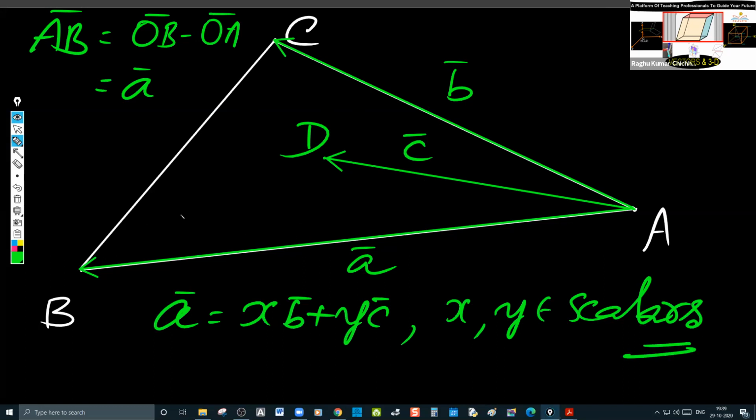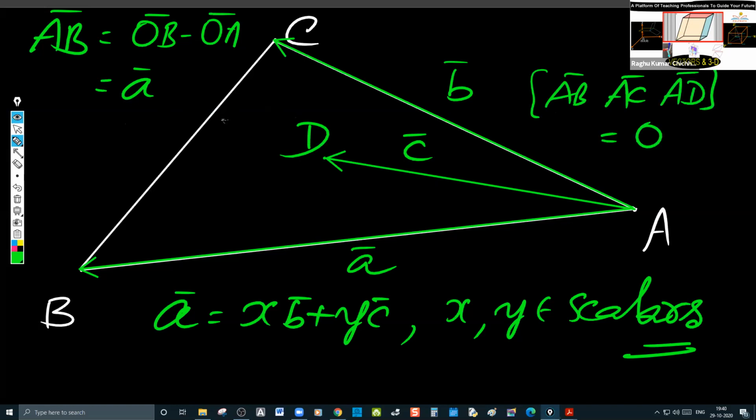Non-zero scalars. So this is about coplanarity. We have seen collinearity with a determinant. Then, to see coplanarity further, you will be getting this, which is very well known: the box of AB bar, AC bar, AD bar. Further, you will be learning this is equal to zero.